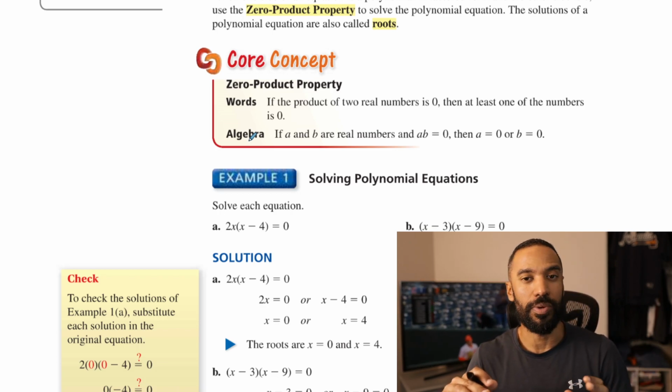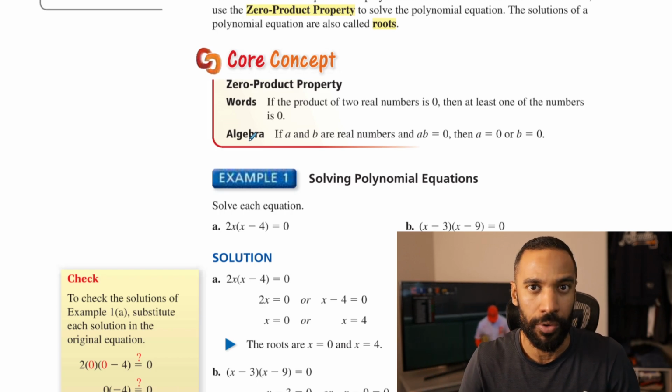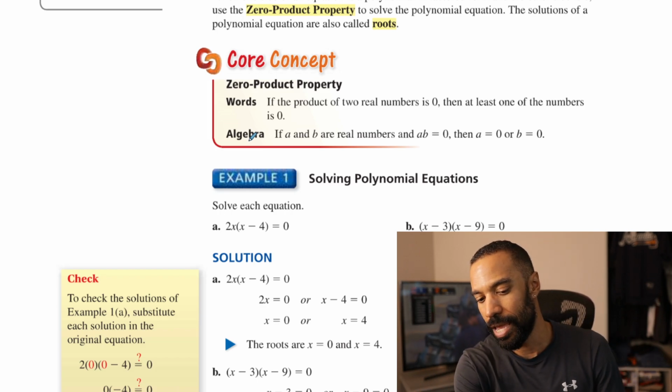I can't multiply two non-zero numbers to get 0. 1 times negative 1 is not 0, right? You can't take two non-zero numbers and multiply to get 0. One of them has to be 0. And of course, 0 times 0 is 0. But the other idea is as long as one number is 0, then the result is 0, right? 0 times a billion is still 0. So it works with 0 that way.